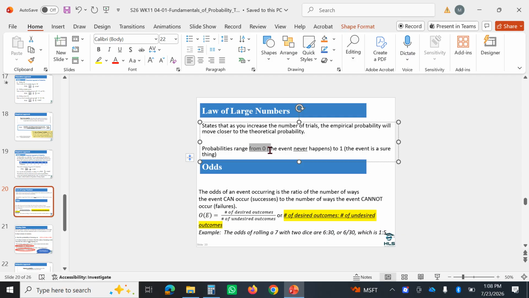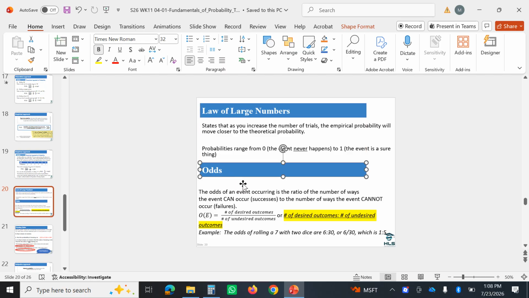Probabilities range from 0, where the event never happens, to 1, where the event is a sure thing. Again, same thing: 0 to 100%, or 0 to 1 with decimals. Okay, just a little note here. The odds of an event occurring, we hear that with all these gambling apps that are out there. Please be careful of those. They're just preying on people.